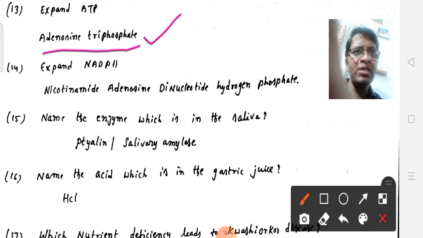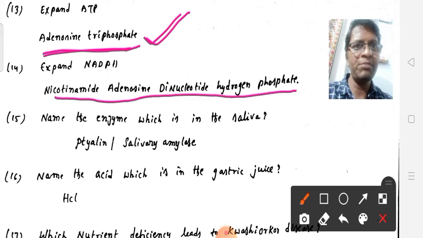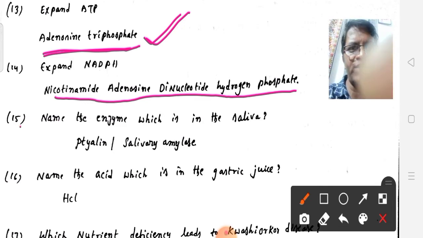Then we can go for 13th bit. Expand ATP. ATP means adenosine triphosphate. Next we can go for 14th bit. What is the full form of NADPH? Nicotinamide adenine dinucleotide phosphate hydrogen.